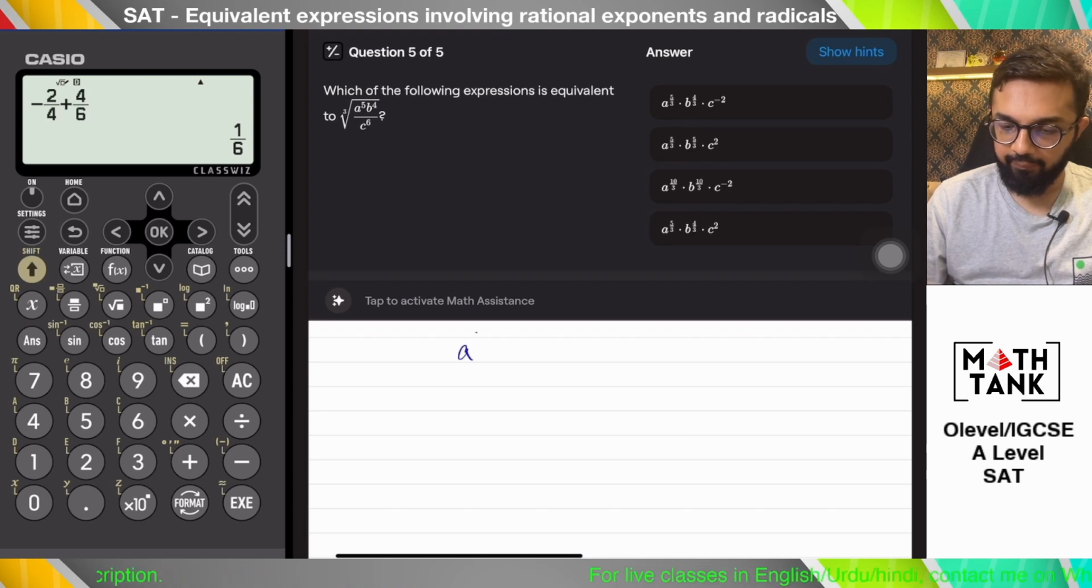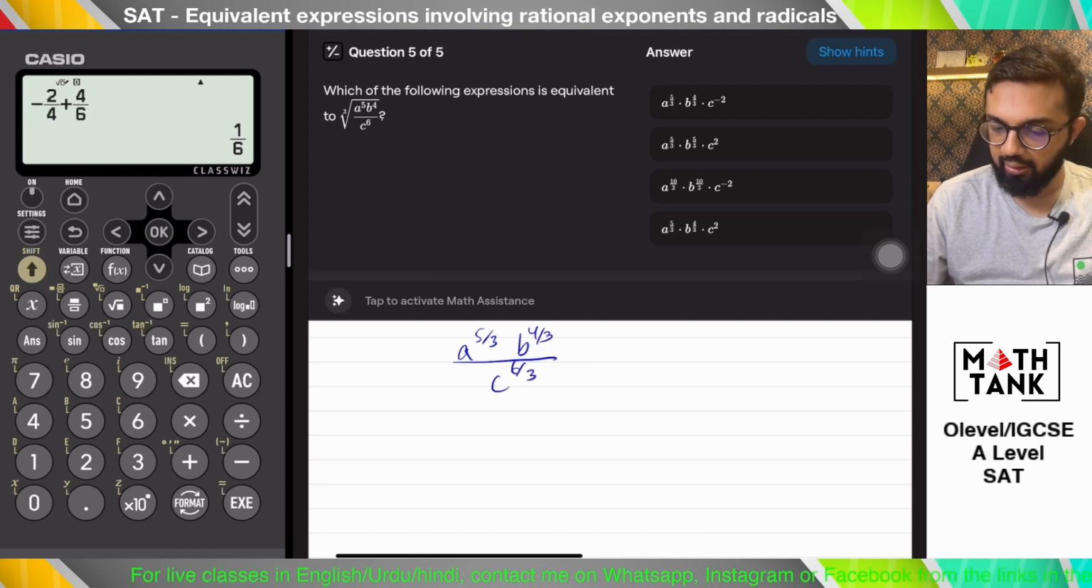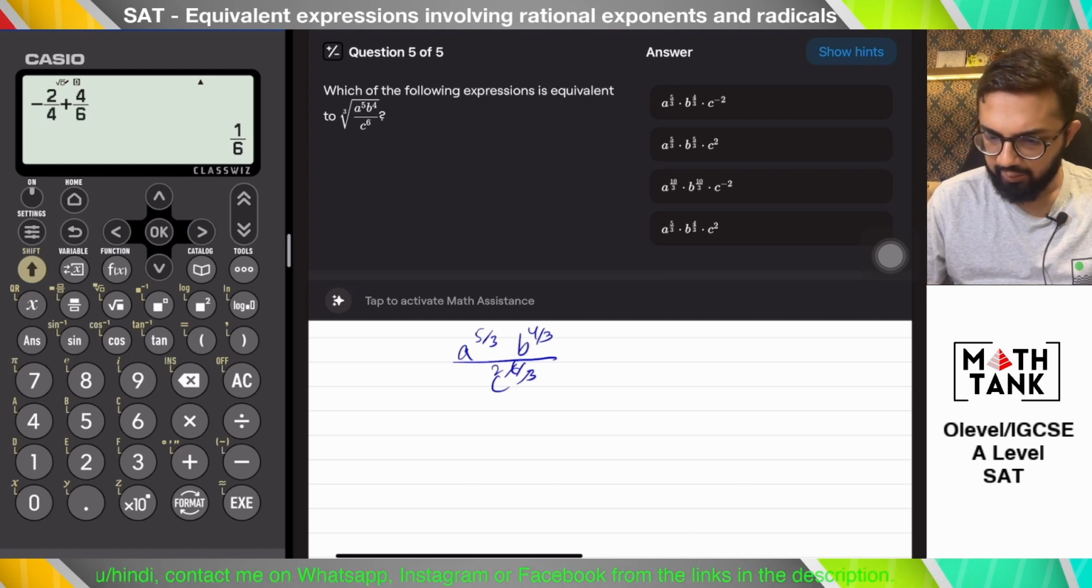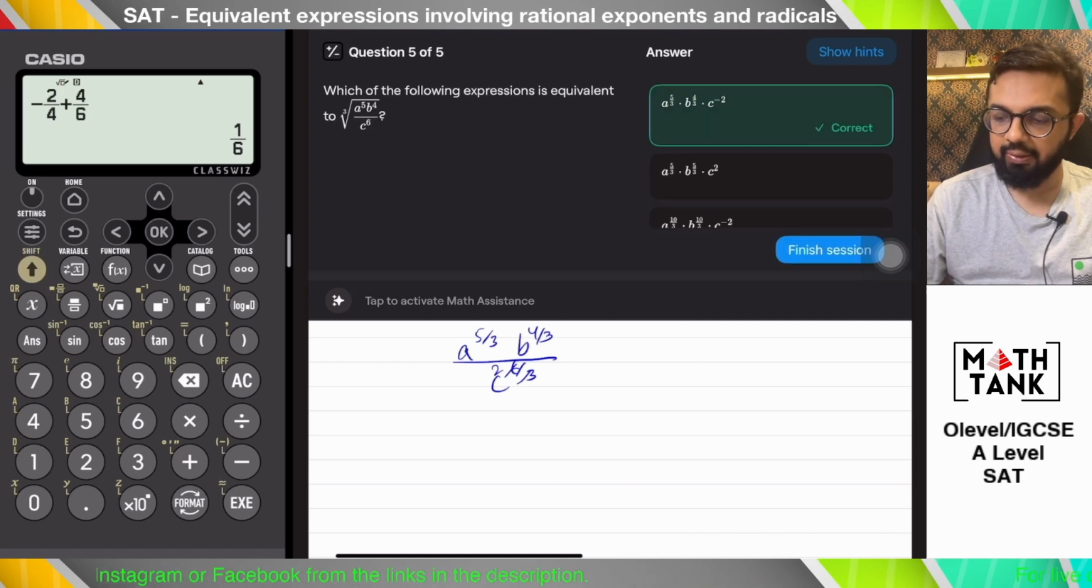So a power 5 over 3, b power 4 over 3 divided by c power 6 over 3. So c only simplifies, that's c squared. So let's see which answer option matches. Yes.